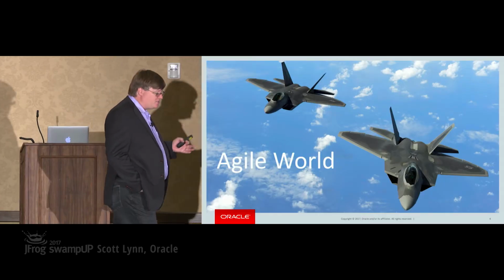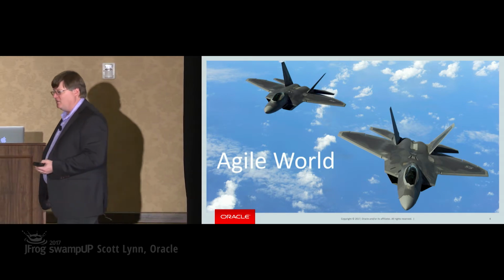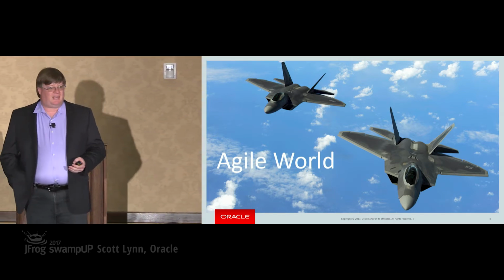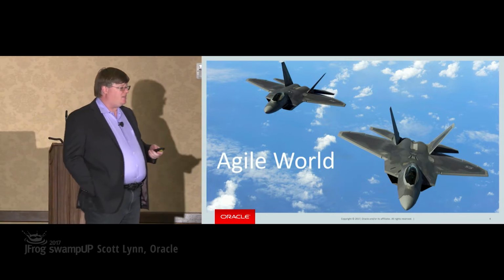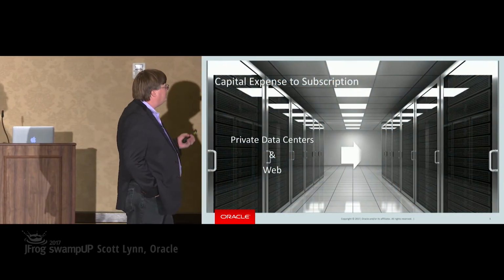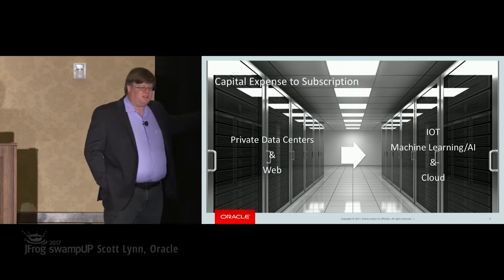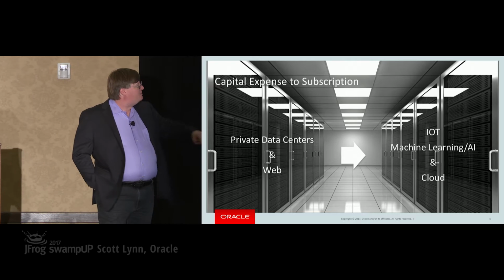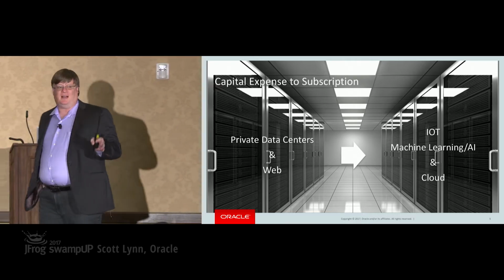There's a particular problem that we're trying to solve. In today's agile world, things are changing rapidly. You're writing new code constantly. You're pushing out updates many times a day even. And to get the right job done, you need the right tools. And we're making this migration from big private data centers and web servers to IoT, machine learning, APIs, and the cloud, and even pushing further than the cloud now.